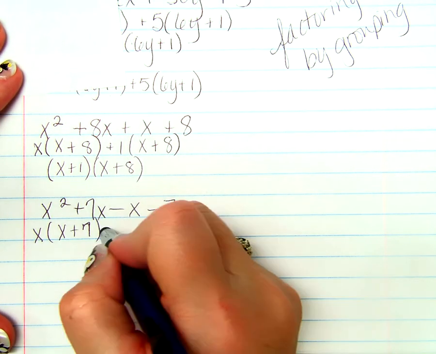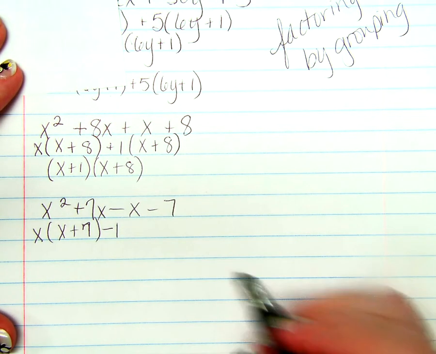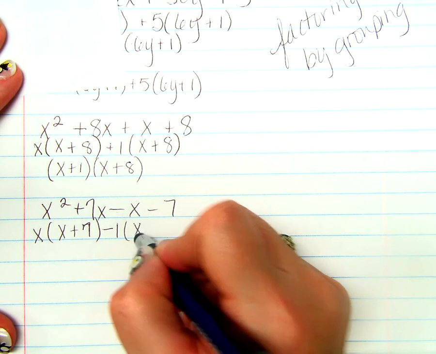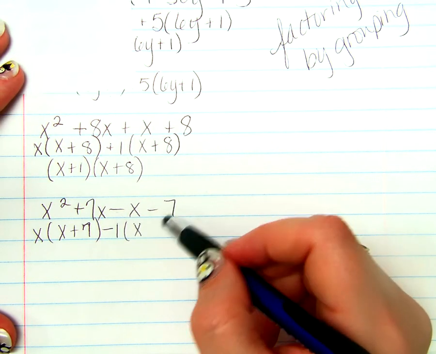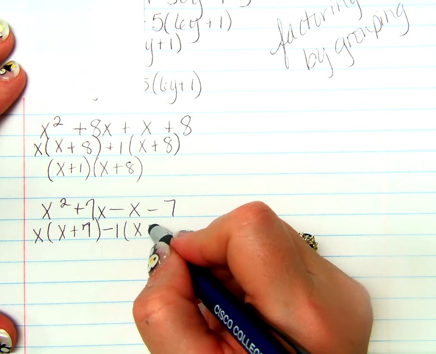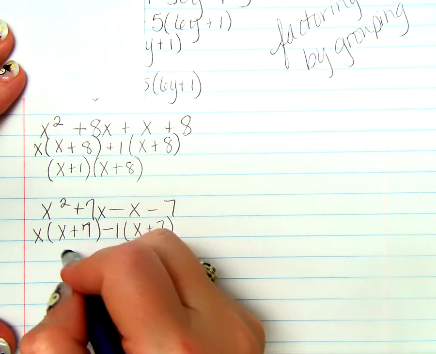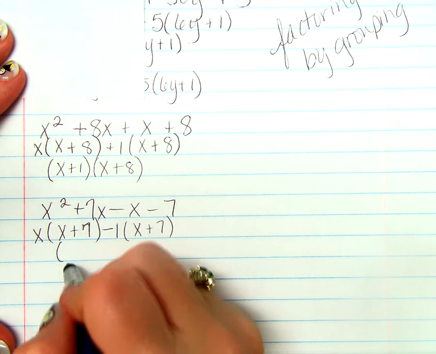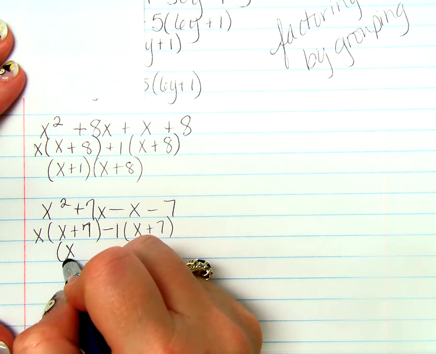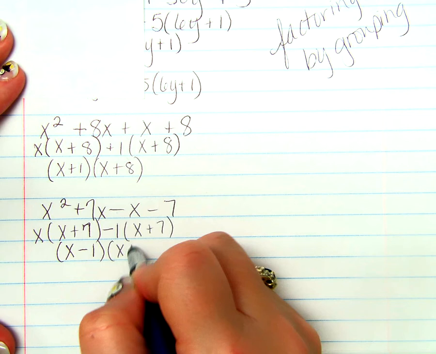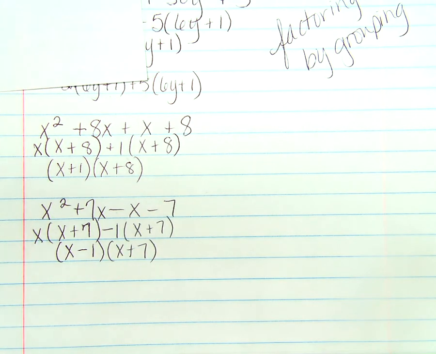A negative 1, right? Not just a positive 1, but a negative 1. When I divide negative x by negative 1, I end up with x. When I divide negative 7 by negative 1, I end up with 7. Now are they common? Good. What's my answer then? X minus 1 and x plus 7. Very, very good. Okay, any questions about that?